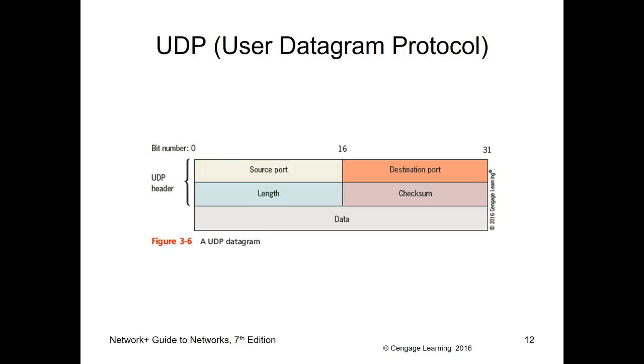It really just says, here's where I'm coming from, here's where I'm going. It does have a checksum, but we don't really use it for much, other than we can check the data, but we don't have any way to get it resent to us. So we can reject it if we know it's bad.